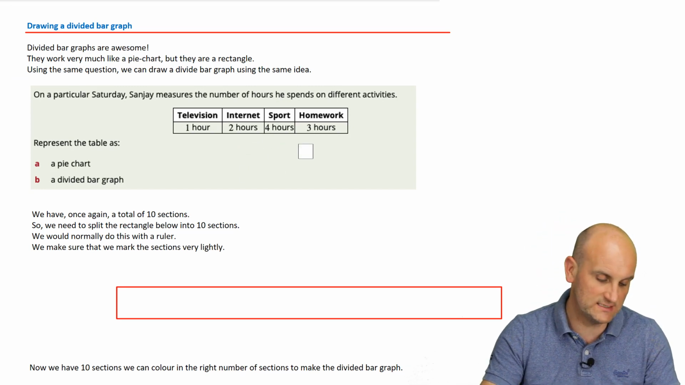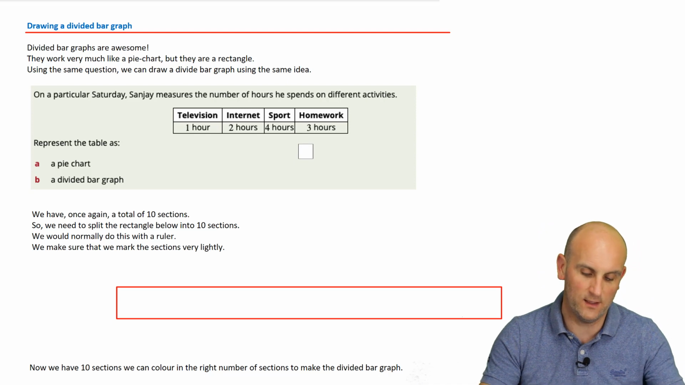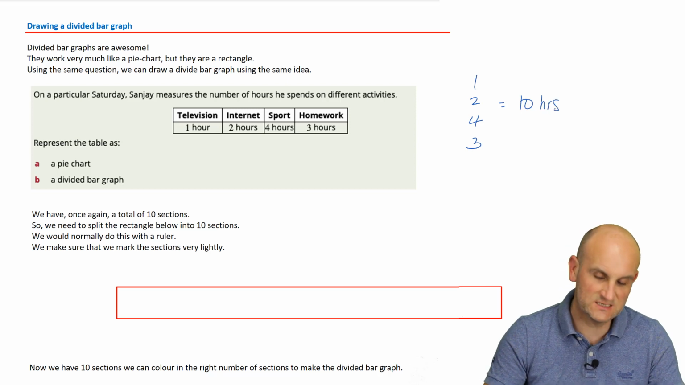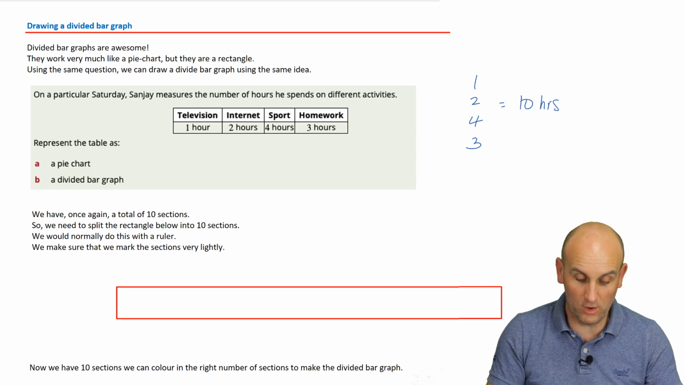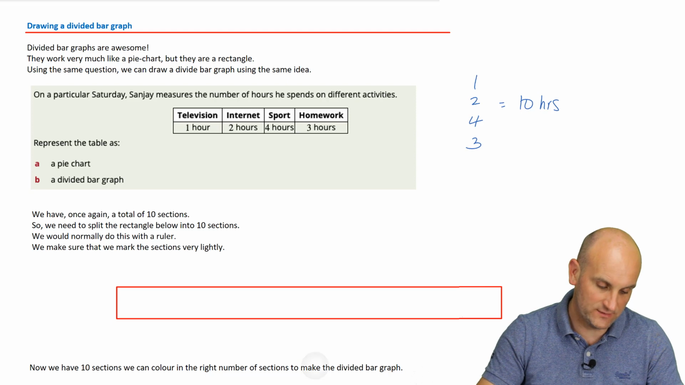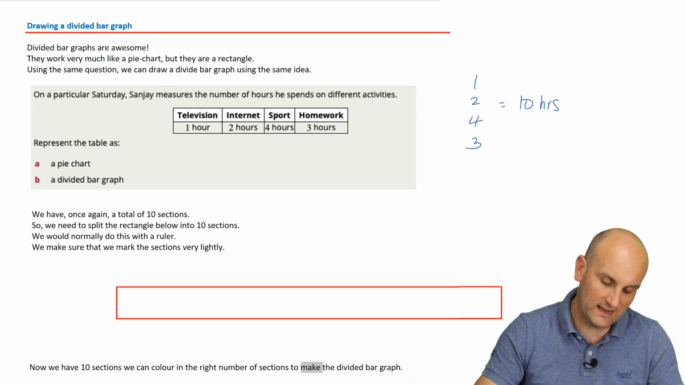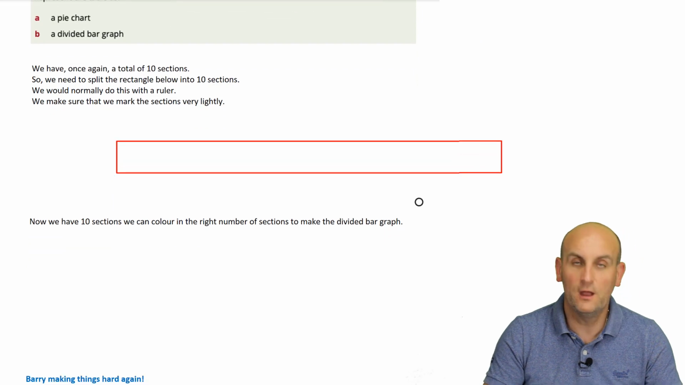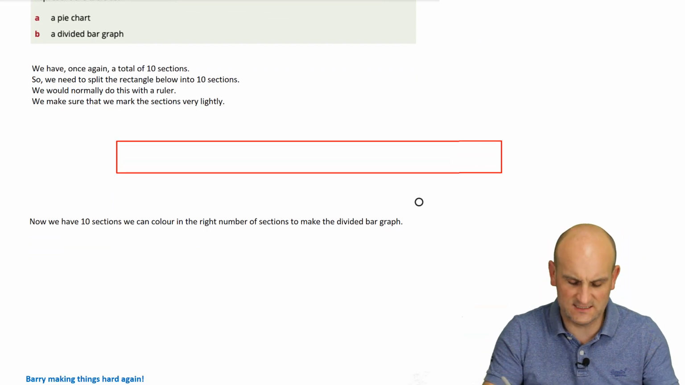So let's get rid of this. Once again, all right, we're going to do 1 hour, 2 hours, 4 hours, and 3 hours. So we know we've got 10 hours. So we now need to split my long line here into 10 different sections. Now, obviously, you're going to have the advantage of being able to do this using a ruler, and you'll be able to actually measure how long it is and split it up.